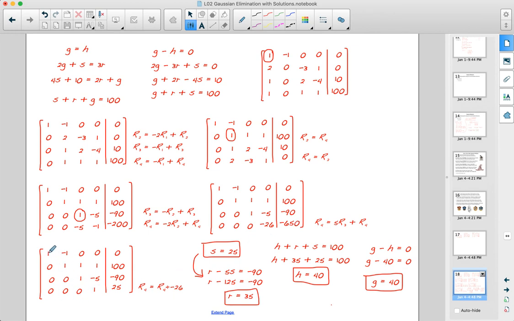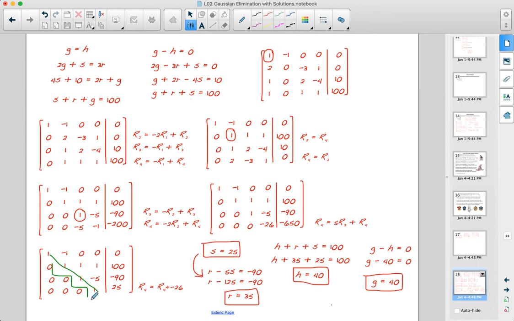So now I'm completely in Gaussian form. Notice I'm just coming across that diagonal there. The diagonal is all 1s, and everything below the diagonal is zeros, and we've got that sort of echelon step thing happening. That's how Gaussian elimination works.